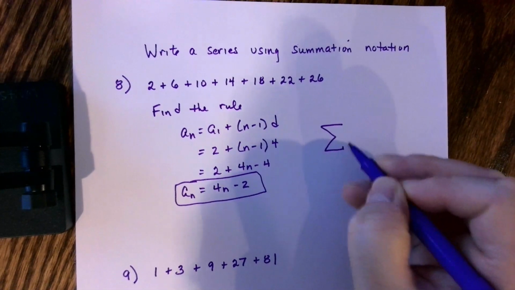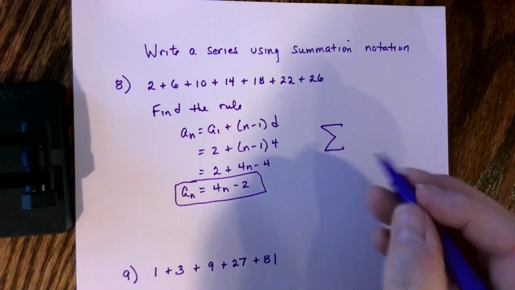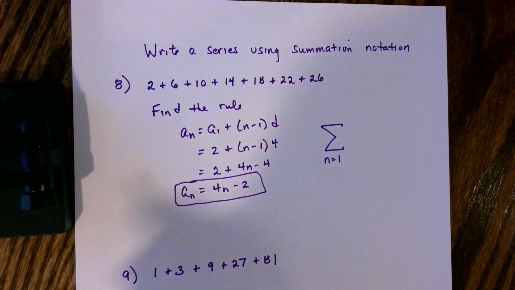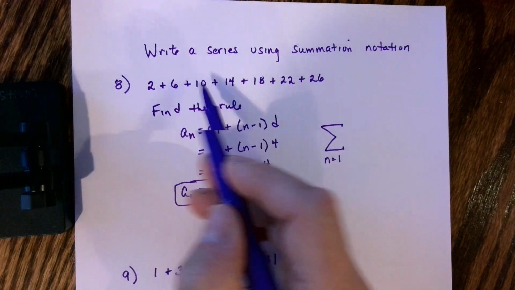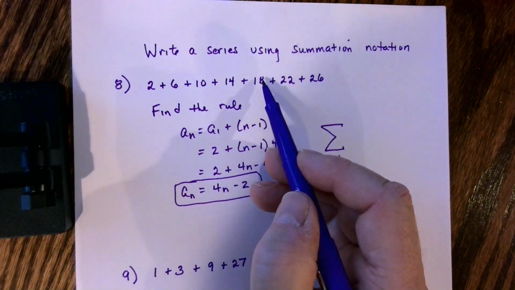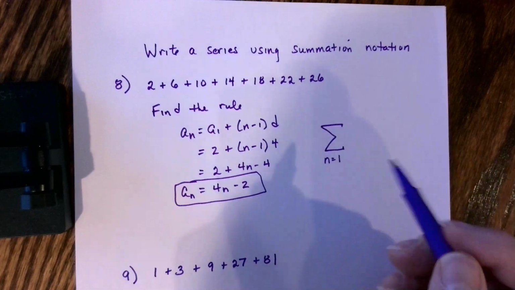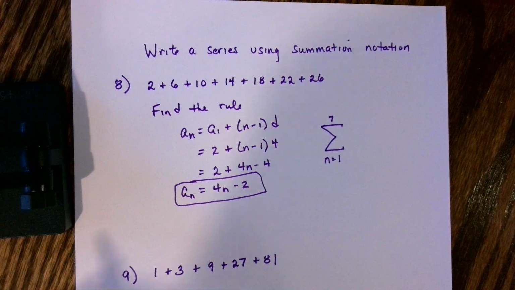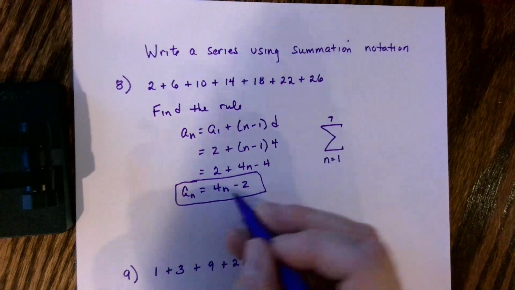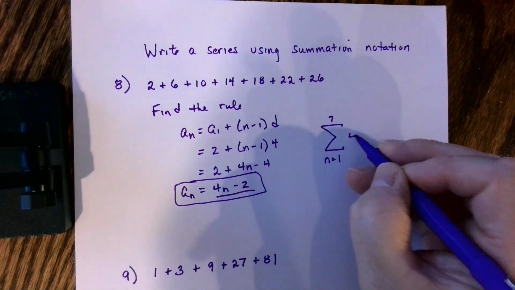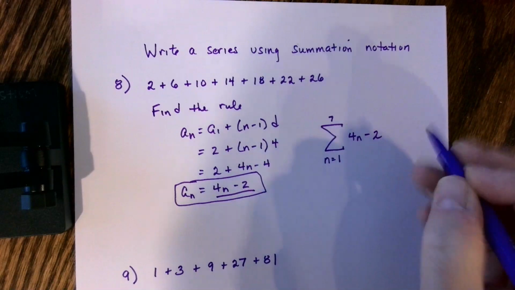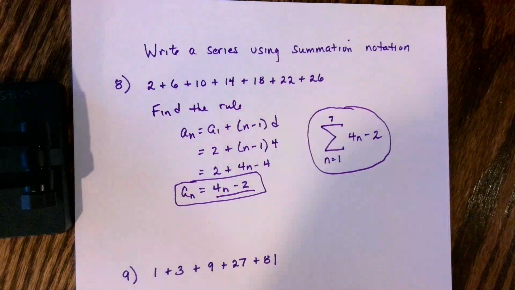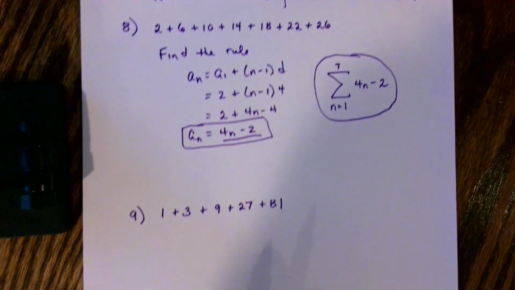So here comes my sigma. I'm going to start with my first term, so n equals 1. There are 1, 2, 3, 4, 5, 6, 7 terms, so I'm going to put a 7 up top. And now I'm simply going to take my rule, 4n minus 2, and there is sigma notation for this series. What about geometric?